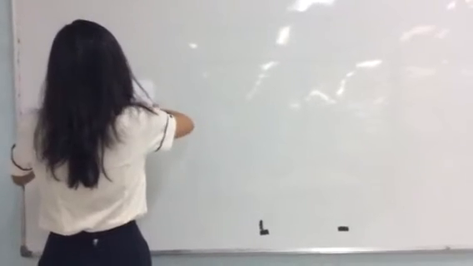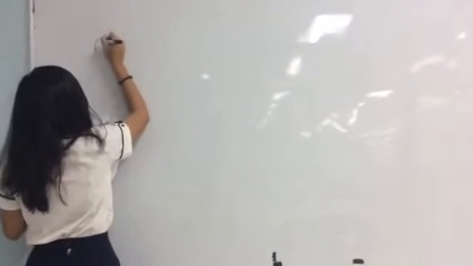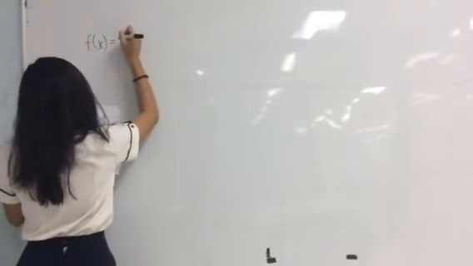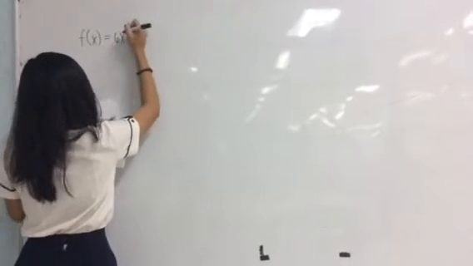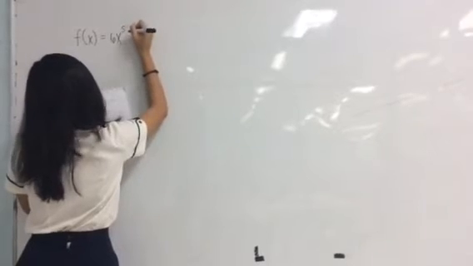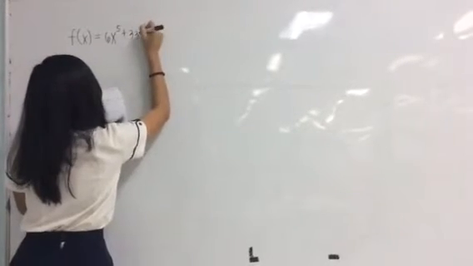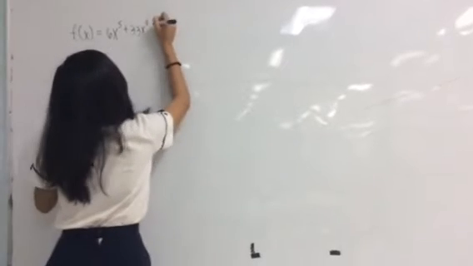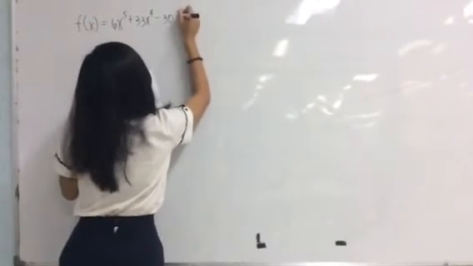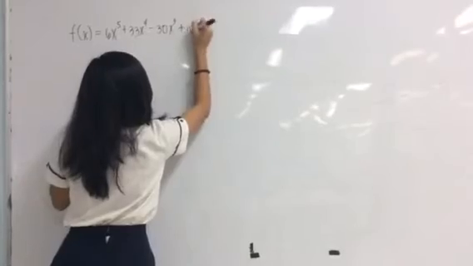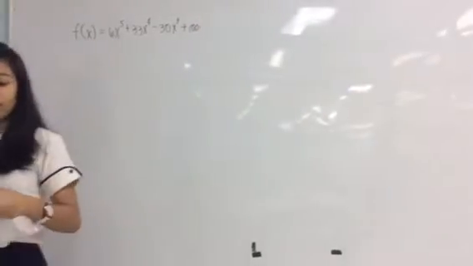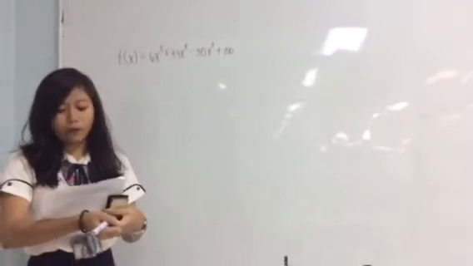Good day, everyone. This is Gregory Alvarin speaking, and I am here in front of you to explain how to get the critical point of a given function. So, our given function is f of x equals 6x to the power of 5 plus 33x to the power of 4 minus 30x cubed plus 100. So we have to find the derivative of our given.